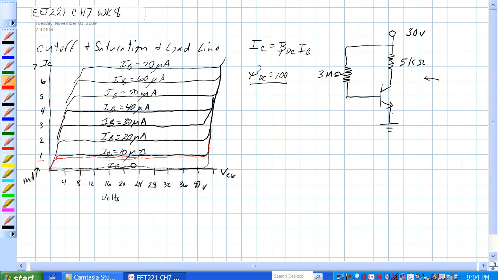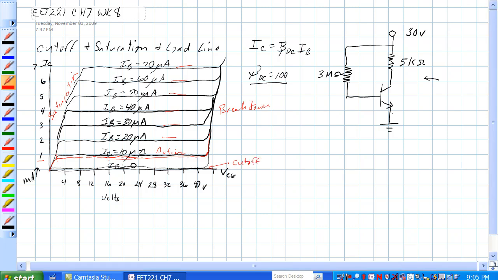We have the active region right here. And in each case, the active region is this. We have breakdown, and we have saturation. And down here, right next to 0 milliamps, almost no current, we have cutoff.